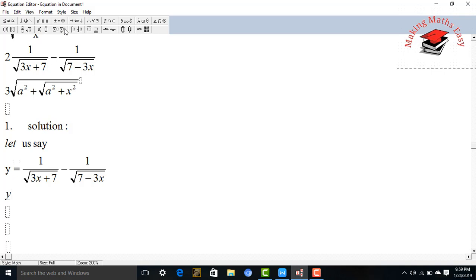So dy by dx will be equal to, dy by dx will be the derivative of the function. So dy by dx becomes equal to dy by dx of this function minus dy by dx of this function. So d upon dx of this function minus dy by dx of this function.